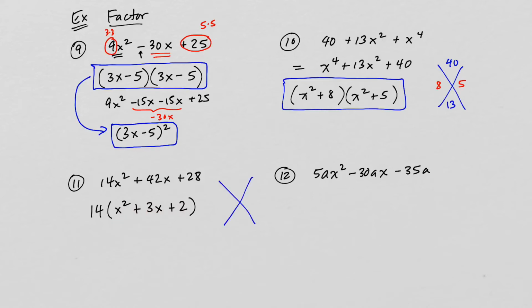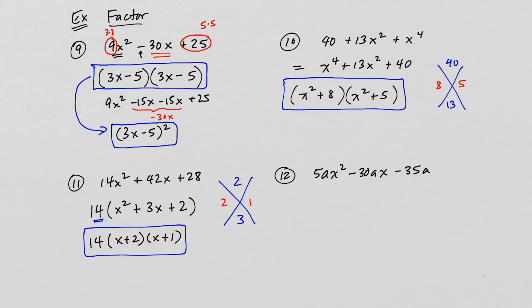So we do a magic x. We're looking for two numbers whose product is 2 and whose sum is 3. And that has to be 2 and 1, right? 2 times 1 is 2 and 2 plus 1 is 3. So when factoring here, we have 14 times x plus 2 times x plus 1. So the moral of the story here is, don't forget to factor out the greatest common factor anytime you can.